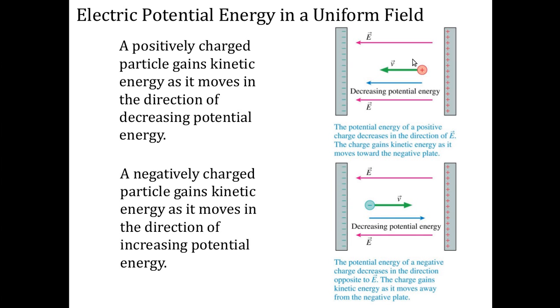Okay, so I take a positive charge and I put it close to the positive plate. It initially has some electric potential energy. When you let go of the charge, it's going to go in the direction of the electric field. Its potential energy is going to be transferred to kinetic energy. So potential energy is going to decrease and kinetic energy is going to increase.